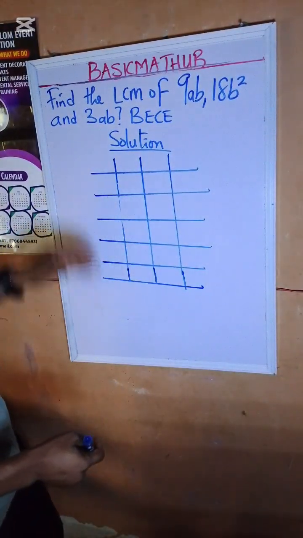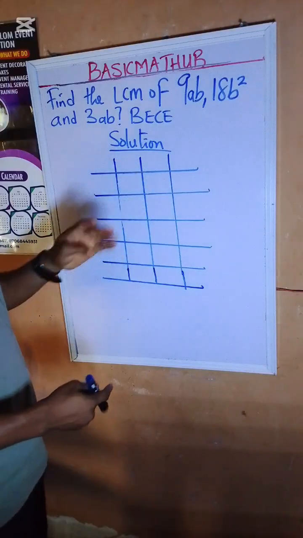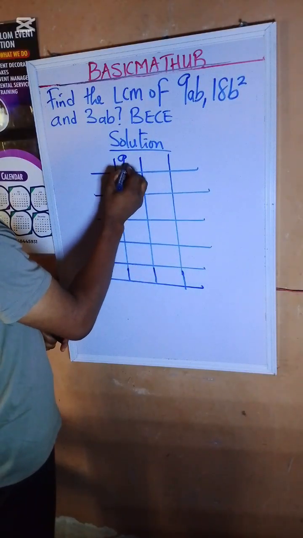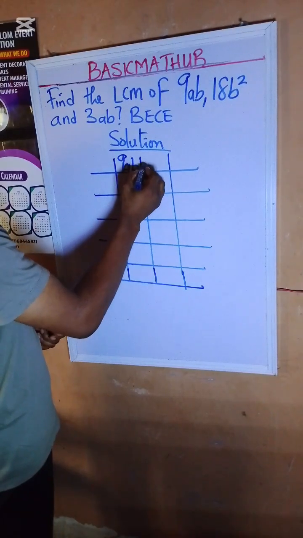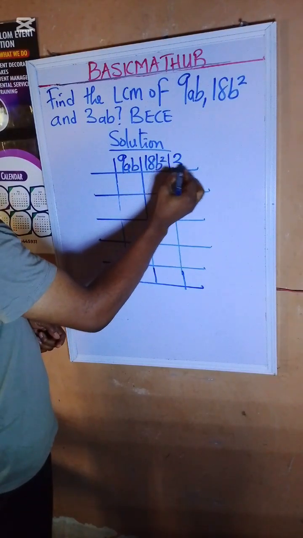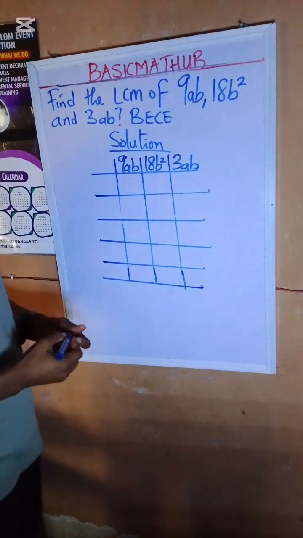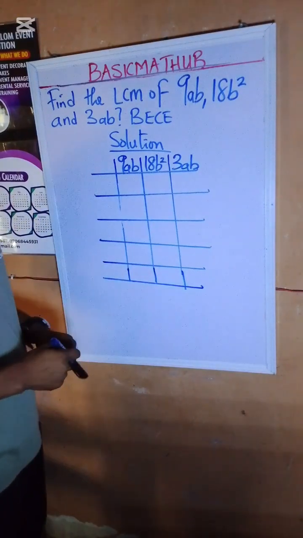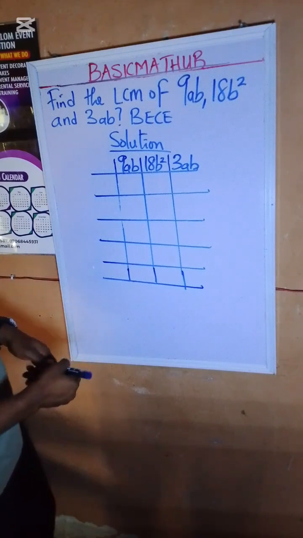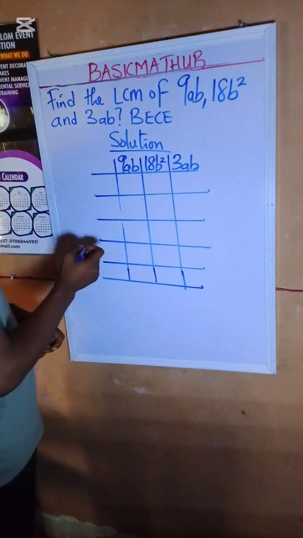Let's consider this question. It's also a past question. Find the LCM of 9AB, 18B squared, and 3AB. I will suggest that you first deal with the numbers, then we'll go to the algebraic letters. So here we have our LCM.